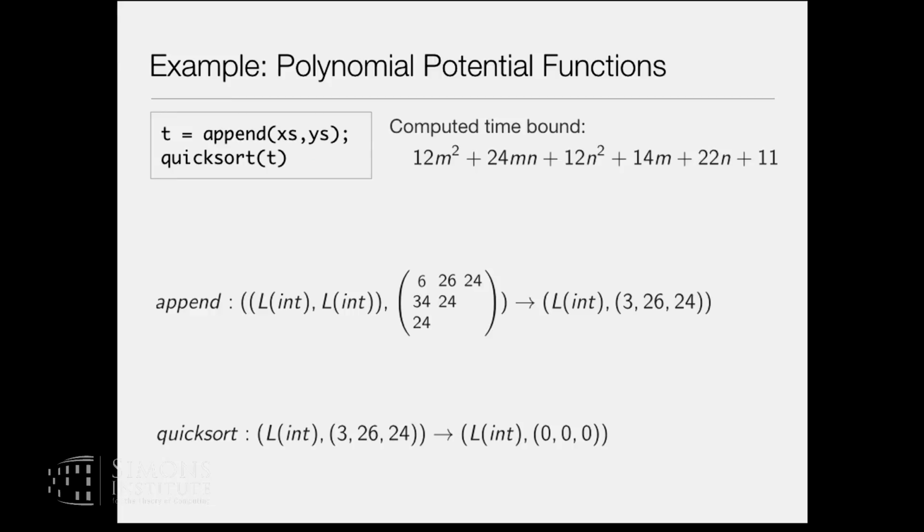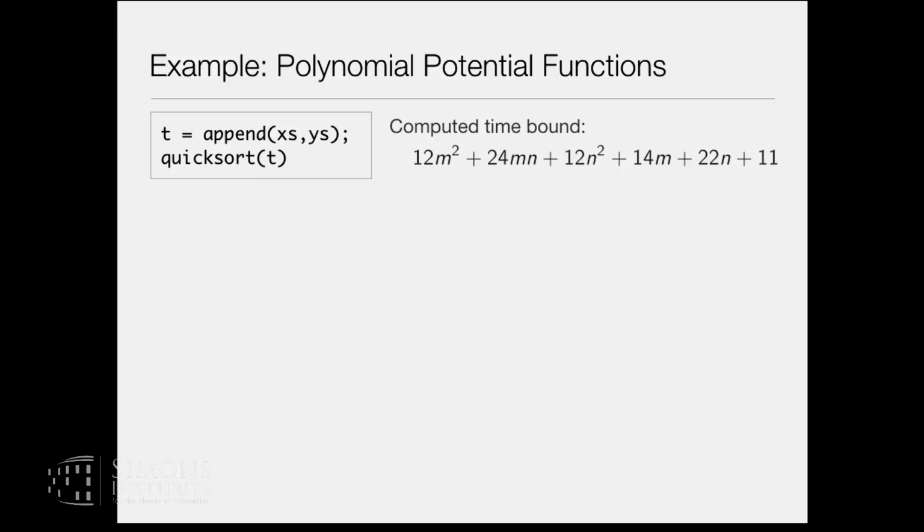So let's say, maybe not so quick, we have quicksort. And quicksort, of course, has some quadratic behavior. Now we have a program where we first append two lists and then feed the result into quicksort. So the bound you get at the end is already fairly complicated. You have these mixed factors here, because it's quadratic and m plus n. I look at the number of evaluation steps, and that's a bound we automatically derive with our system.